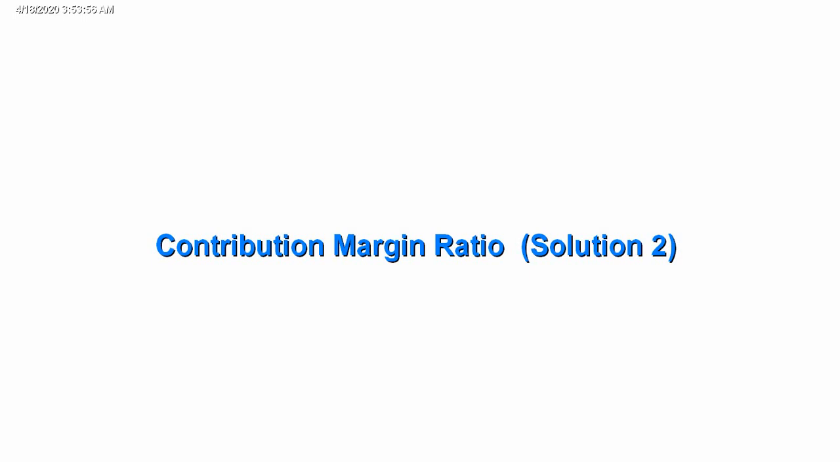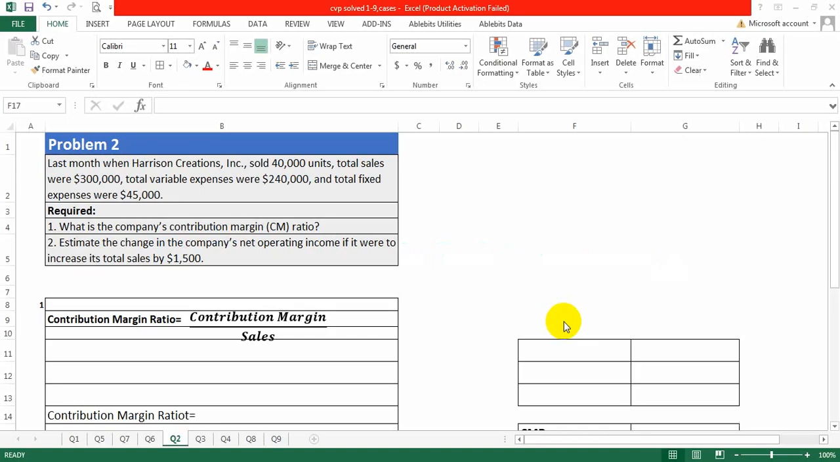In the second problem, we will calculate contribution margin ratio. See the problem. Last month, Harrison Creation Corporation sold 40,000 units. Total sales were 3 lakh. Total variable expense were 2 lakh 40,000. Total fixed expense were 45,000. What is the company's contribution margin ratio?